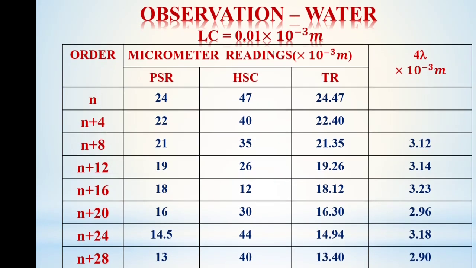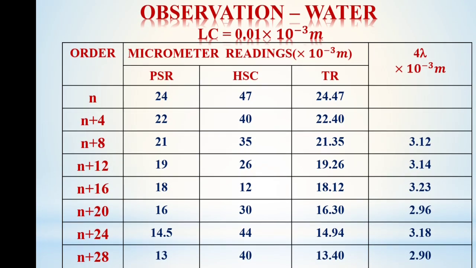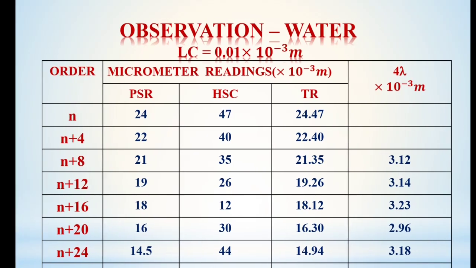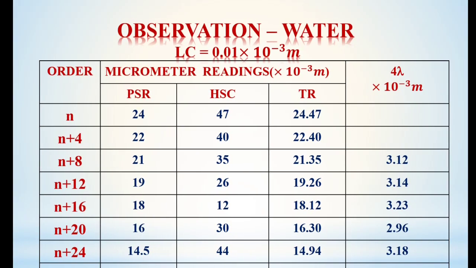So, there will be two readings in the micrometer. One is the pitch scale reading, the other one is the head scale coincidence. Some teachers may advise you to fix n at a pitch scale of 25 and a head scale of 0, or some may start randomly. So here, we have screwed the micrometer till the last reading.